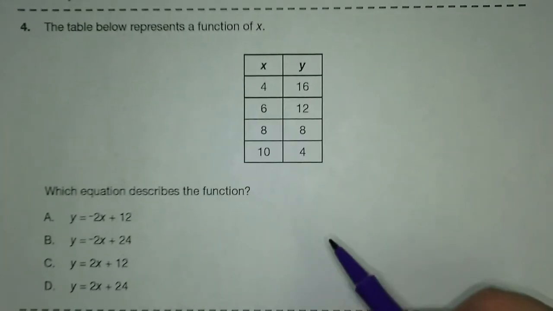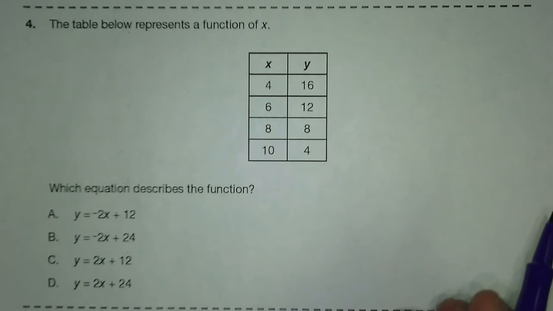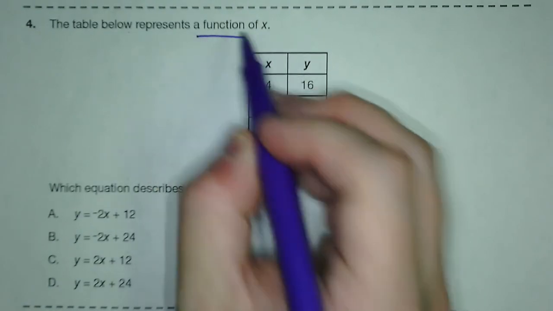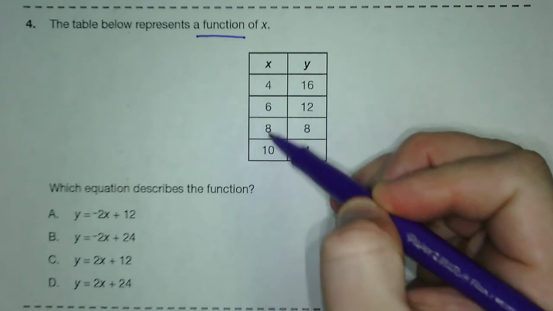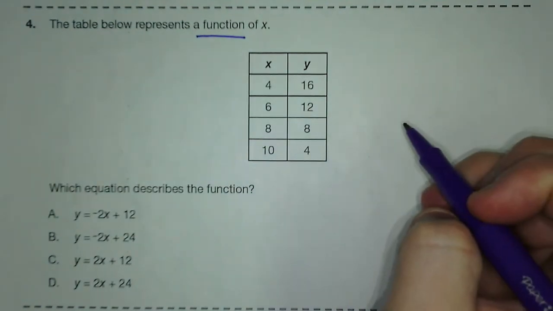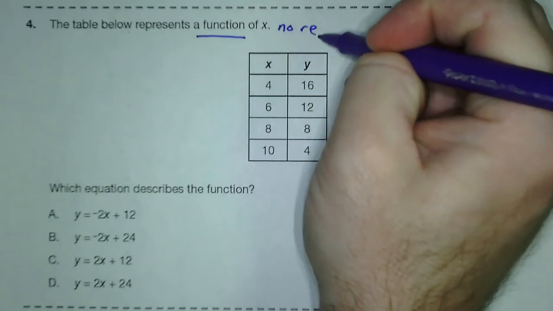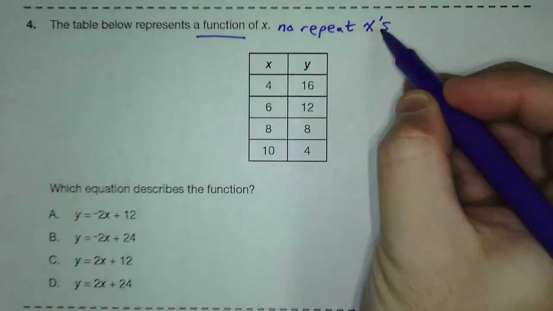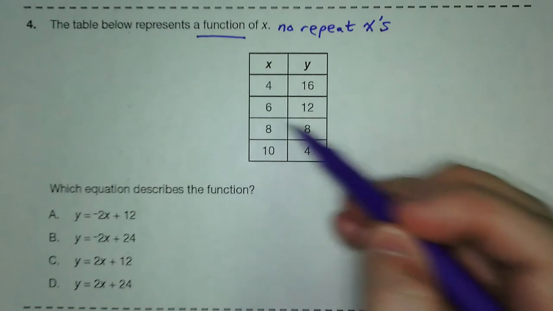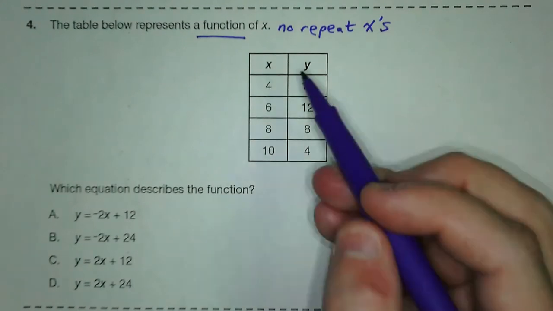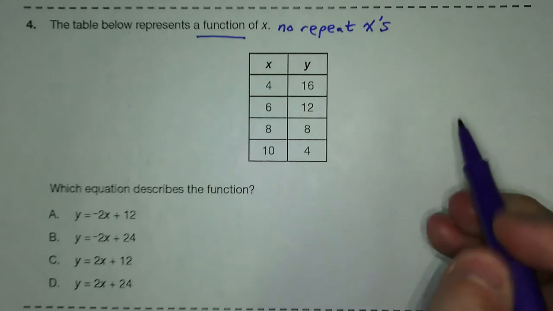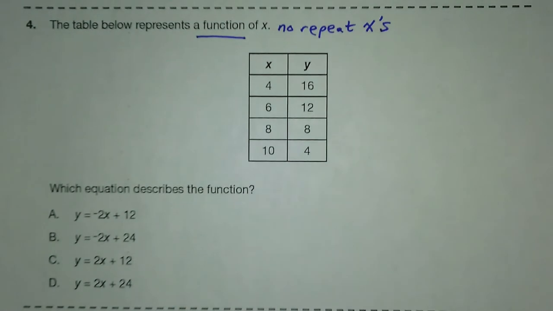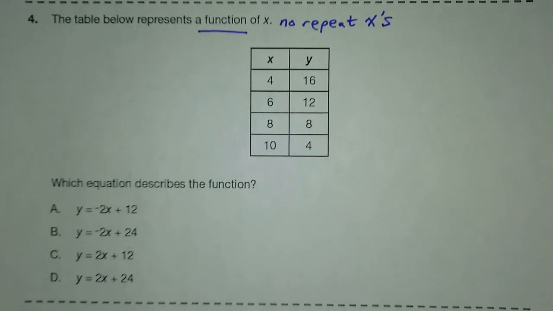Anyway, moving on. Number 4, the table below represents a function of x. That means for every x, there's only 1 y. That means there's no repeat x's. When it's a table you're looking at, you can tell that it's actually a function because there's no repeat x's. Anyway, that's not what this question's really all about. The question's asking which equation describes the function.